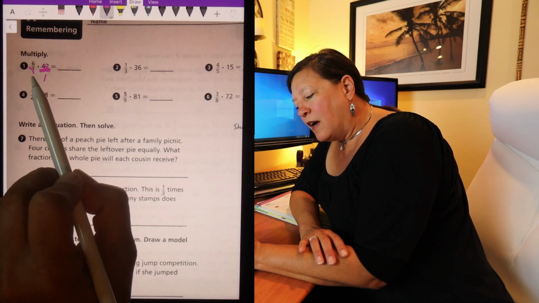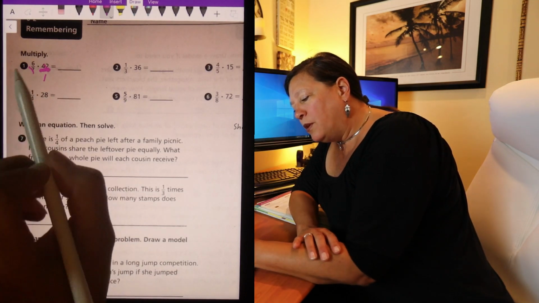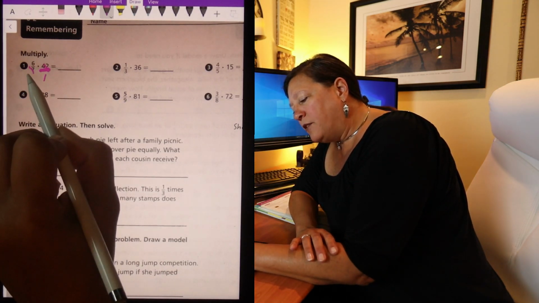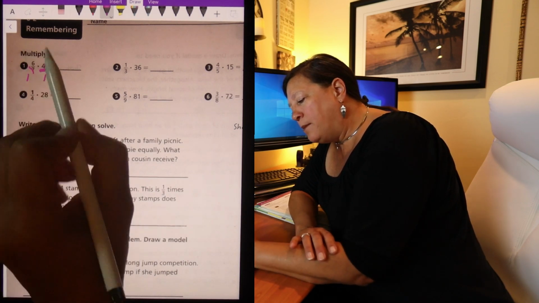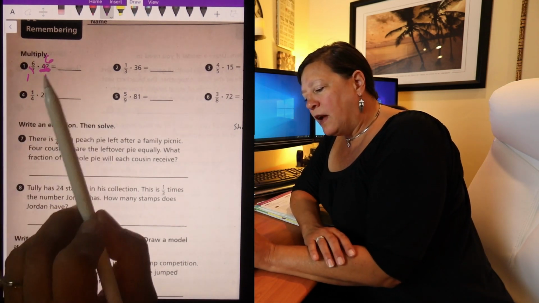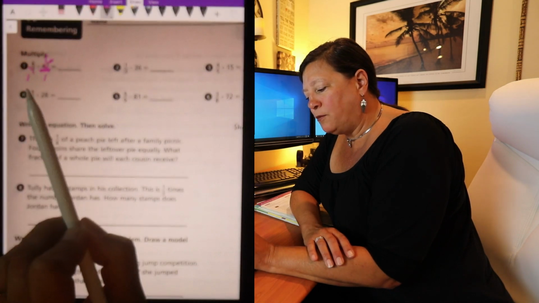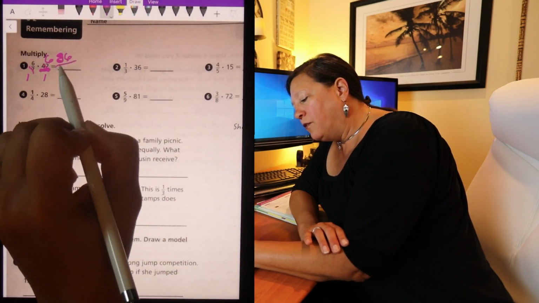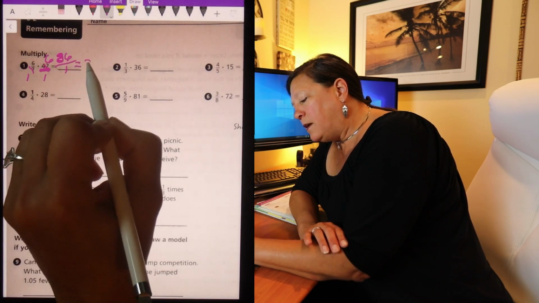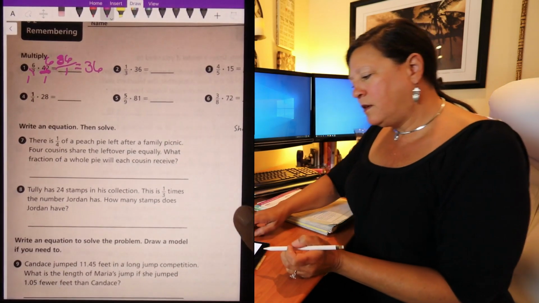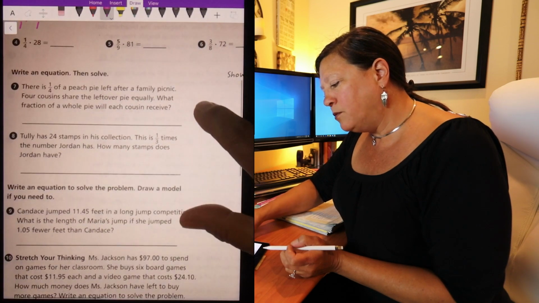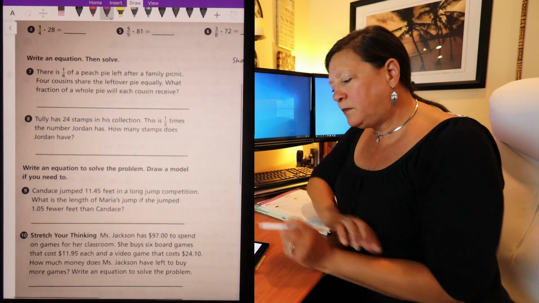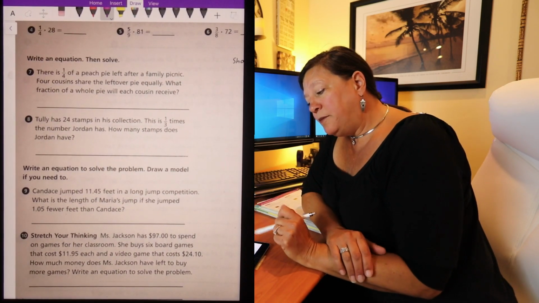7 goes into itself and into 42. So 7 divided by 7 is 1. 42 divided by 7 is 6. Now I just multiply numerator times numerator, denominator times denominator. And I get 36 over 1, which is the same as 36. Okay, so that's 1 through 6, how you would do those. And then we have some story problems here.